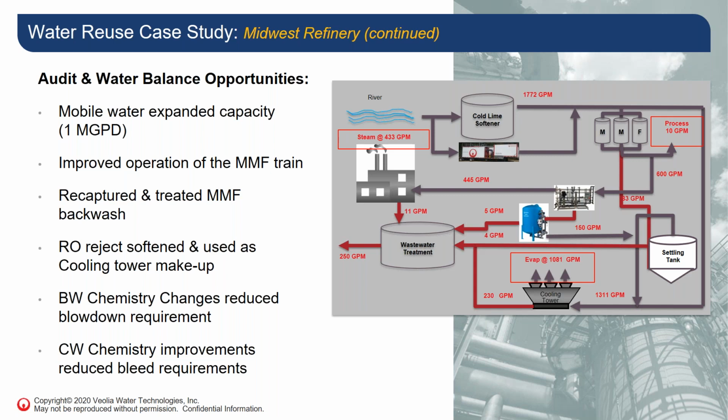Similarly, RO reject, which previously had produced a 150 gallon per minute stream of reject that went to the wastewater treatment plant, was sent through a bank of high efficiency softeners. That reduced the hardness level of the effluent from the ROs, and that water was returned to the cooling tower makeup as well. So this produced over 73 million gallons per year of reuse water to the cooling tower that otherwise would have gone directly to the wastewater plant.